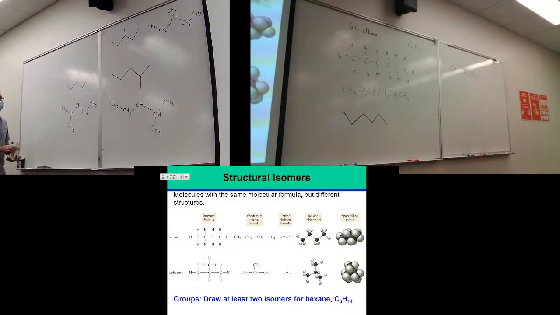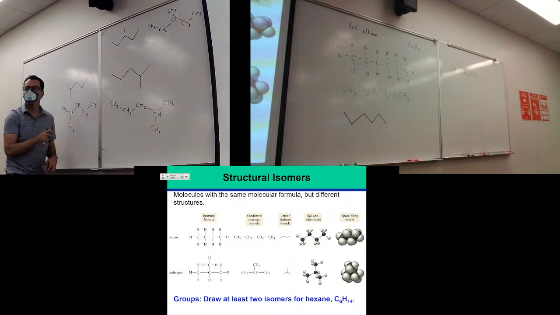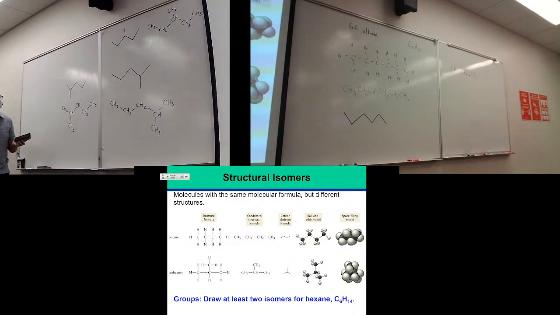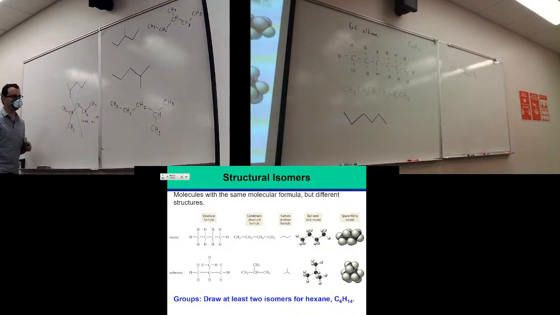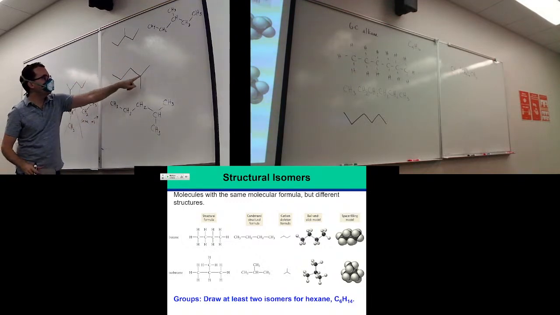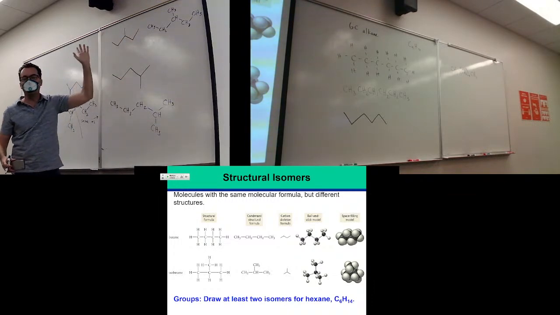So the idea here is, if I count the carbons from this side, 1, 2, 3, 4, 5, the branch is on the second carbon. If I count it from this side, 1, 2, 3, 4, 5, the branch is on the second carbon. They're exactly the same. So this is not a different isomer. This is the same as that one. This one is different because here the branch is on the second carbon. Here the branch is on the 1, 2, 3. 1, 2, 3. Whichever way I count, it's on the third carbon.